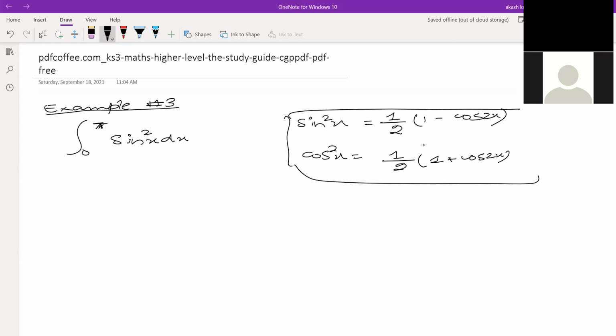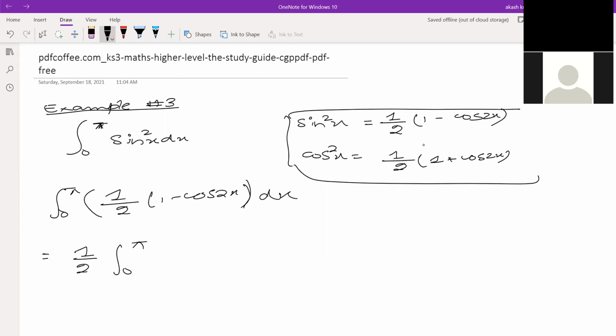Okay, so instead of sine square x, I can write the integral from 0 to pi of half times 1 minus cos 2x dx. Taking half common, it becomes half the integral from 0 to pi of 1.